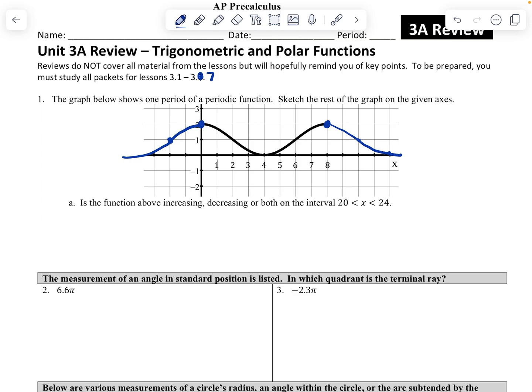So from 20 to 24, well, I know that this is 0 to 8. So the next cycle will go from 8 to 16, 16 to 24. So 16 to 24, so 23, 22, 21. Here would be 20 to 24. It would be increasing.